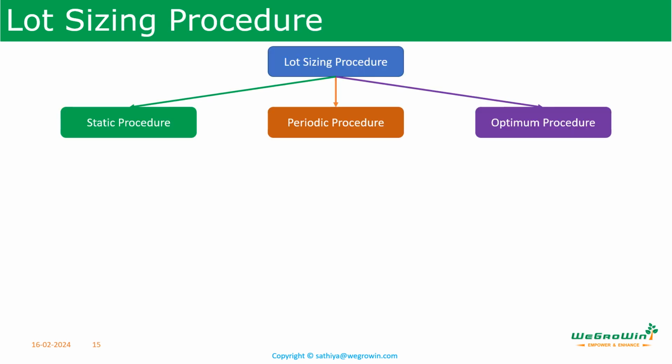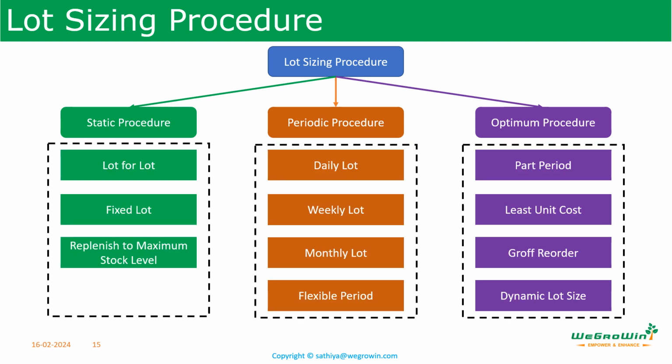So what are the lot sizing options? There are various options in SAP. There is a static lot sizing procedure, a periodic lot sizing procedure, and an optimum lot sizing procedure. In the static procedure, we can buy lot for lot, where we get exactly what we need, or there are fixed lot size quantities. We will fix some quantity and buy accordingly. Or replenishment to the maximum stock level: we can buy up to the maximum stock we need, and the proposal will not exceed that.